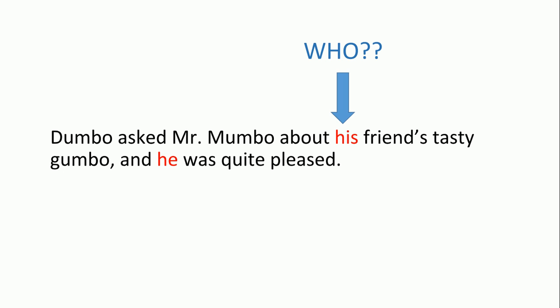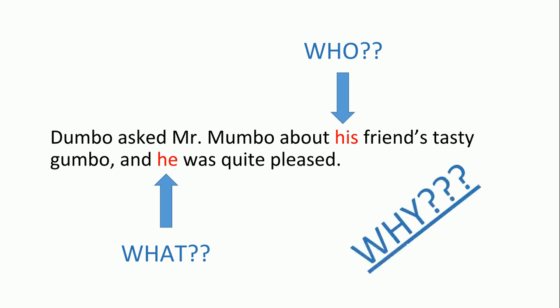Who is his? We have Dumbo and Mr. Mumbo. I don't know who his is. Could be either one. And depending on that, it completely changes the meaning of the sentence. Same thing with he. What is this talking about? Is it talking about Dumbo or Mr. Mumbo? I don't know. Could be the same for both. It could be one and then the other. Who knows? Why is this even a sentence?